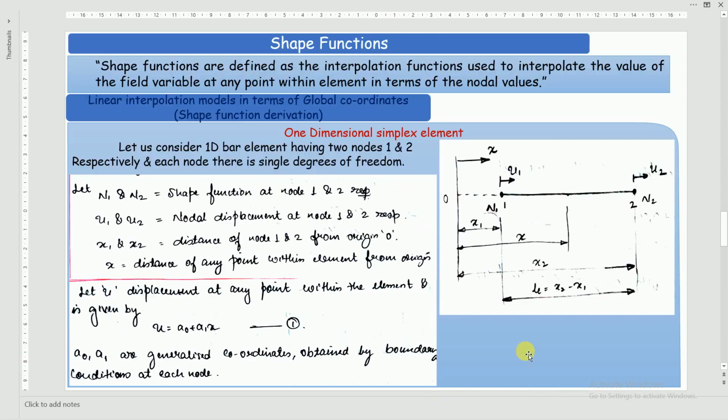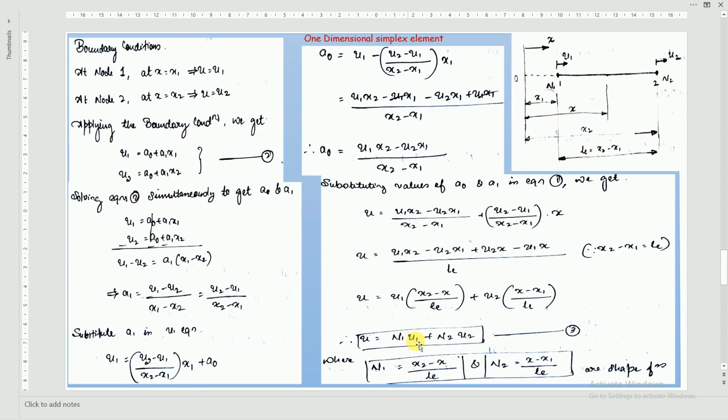You can see here in the previous slide: shape functions are defined as interpolation functions used to interpolate the value of the field variable at any point within the element in terms of nodal values. In terms of nodal values means what? These are your nodal values, u1 and u2. Got it?